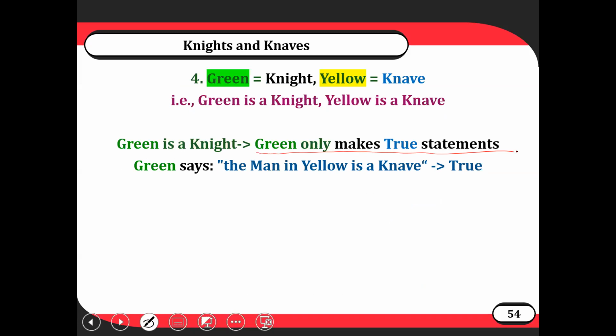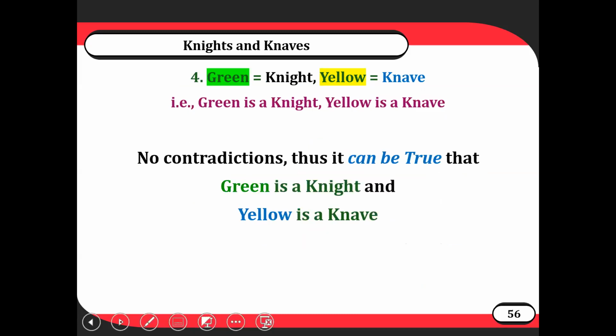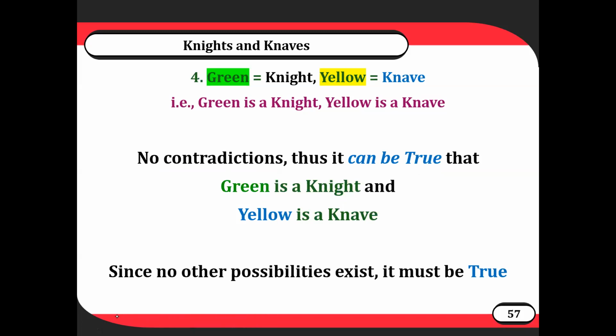If green is a knight, green only makes true statements. And he said the man in yellow is a knave. That's true, so there's no contradiction there. Yellow is a knave. Yellow only makes false statements. And yellow said we are both knights. That is a false statement, so there's no contradiction there either. Since we have no contradictions, it can be true that green is a knight and yellow is a knave. That's possible. However, we have some other information, which is that every other possibility was a contradiction. So that means this one must be true, because we've eliminated all of the other possibilities, and this one can be true. So we've systematically and logically worked through the problem to come to a solution.